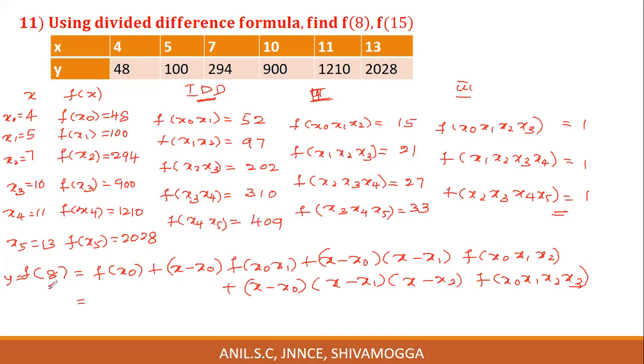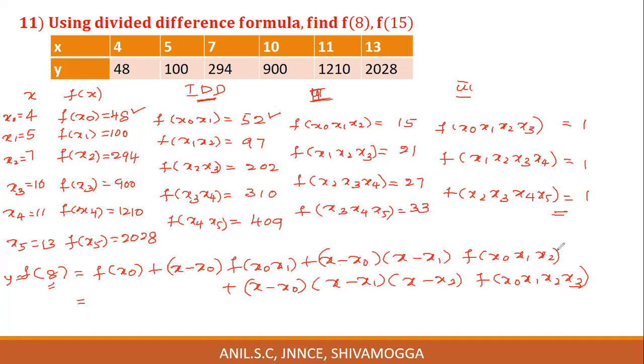First, let's find f of 8. Put x is equal to 8 in this expression, and f of x naught is 48. Then (x minus x naught) into f of x naught, x1 where x naught is 4 and x is 8, f of x naught, x1 is 52. Then (x minus x naught) into (x minus x1), x1 is 5.